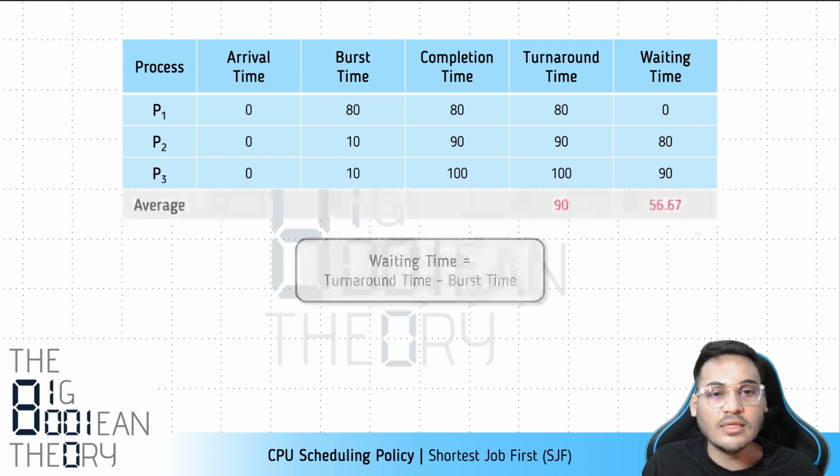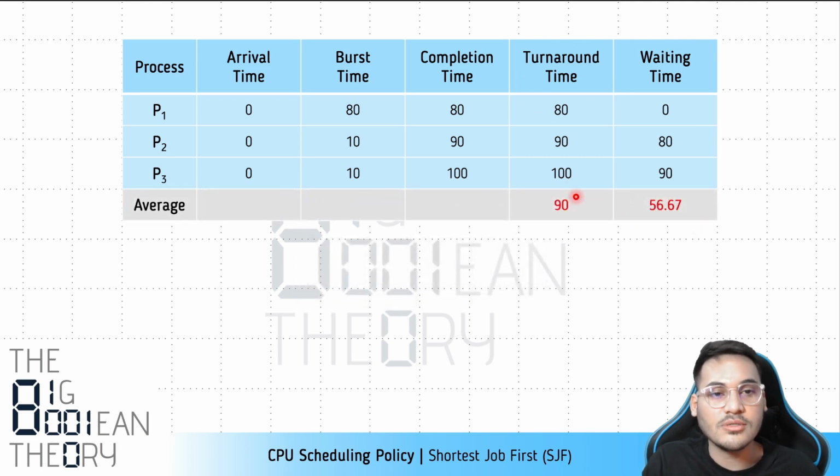Let us quickly get the average. The average turnaround time for the processes is 90, and the average waiting time is 56.67 milliseconds. So here lies the problem. You can see the burst time for P2 and P3 is 10. For these small jobs, you can see a considerably large waiting time as well as turnaround time.